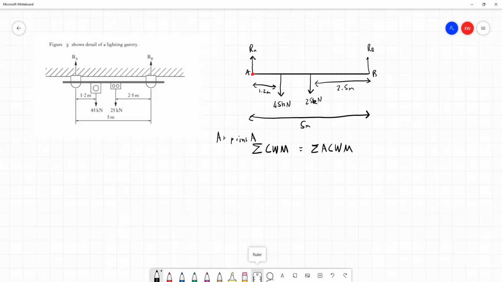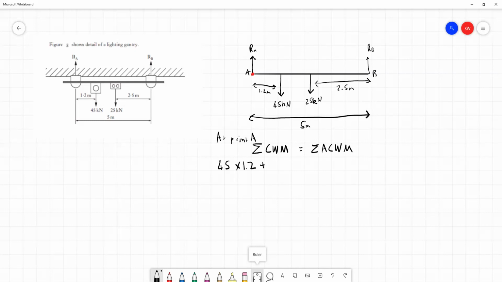So let's look at clockwise moments. Well, we have a force of 45 kilonewtons, and with the moment we multiply the force by the distance that force is applied from the point we're considering. So we can see from the diagram the 45 kilonewton force is applied 1.2 meters away from A. So we multiply this by 1.2.